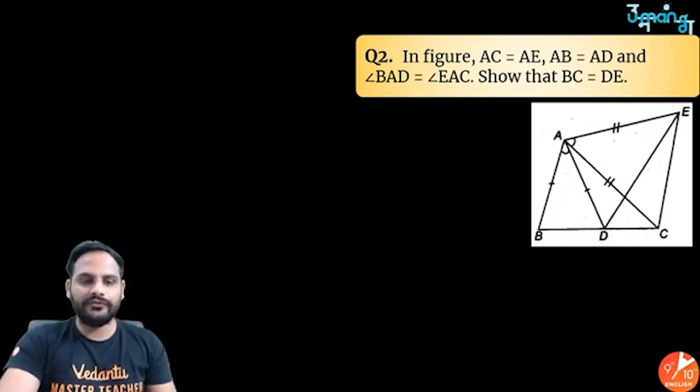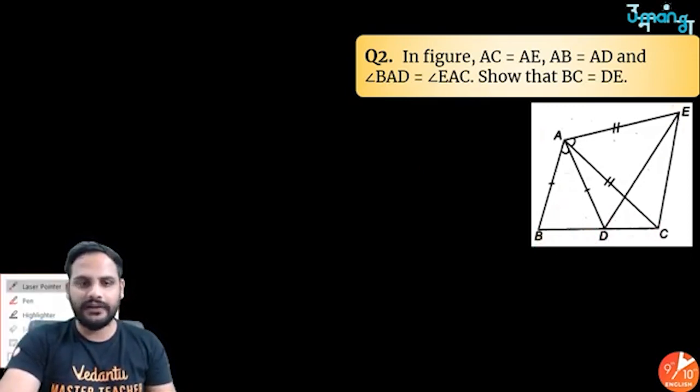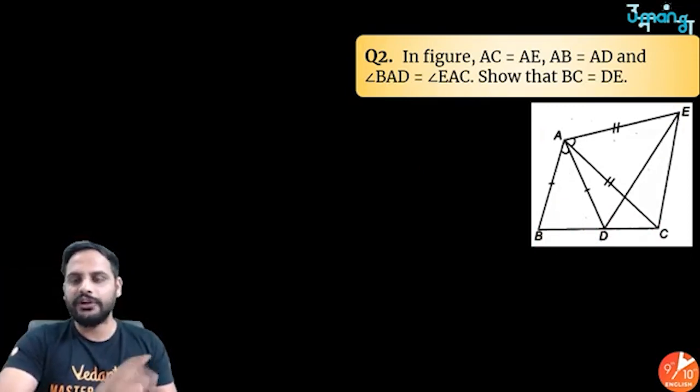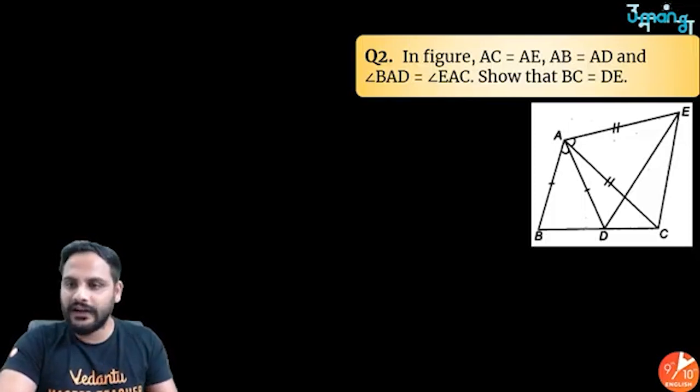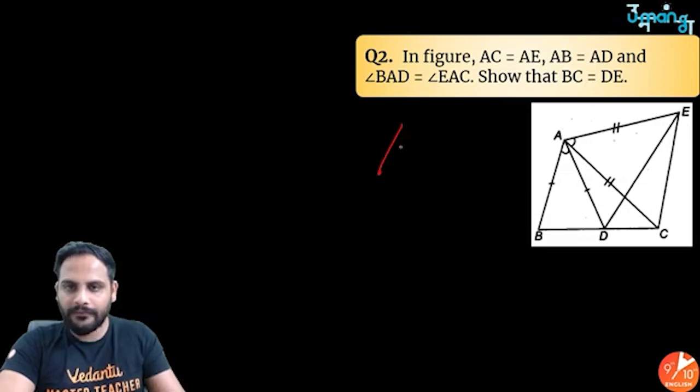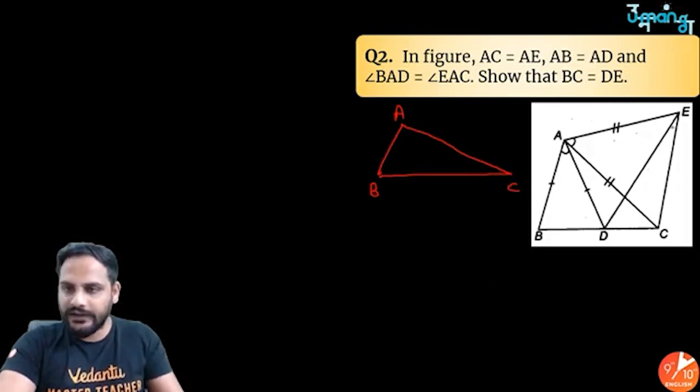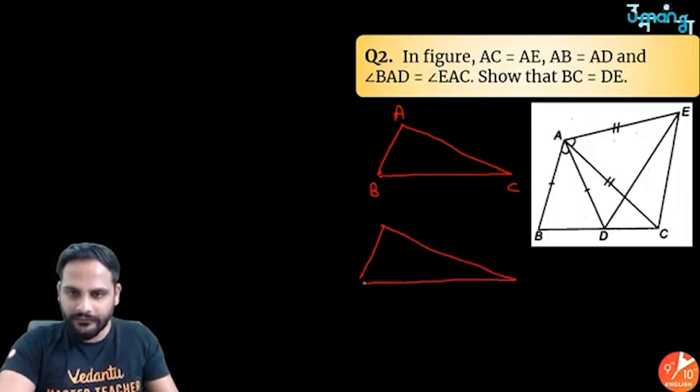So always focus on what you need to prove. You need to prove that the sides BC and DE are equal. You can clearly see that with side BC, we have a triangle ABC. Look over here. We have triangle ABC with the side BC. And with the side DE, we have a triangle ADE.